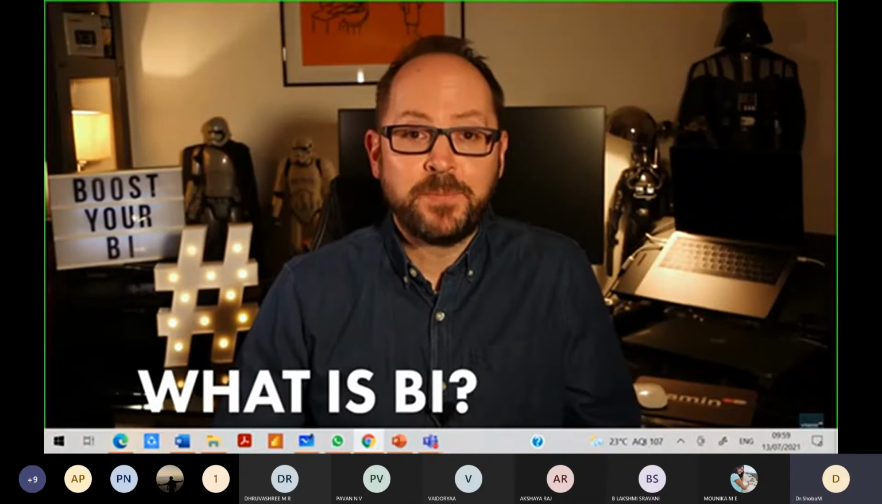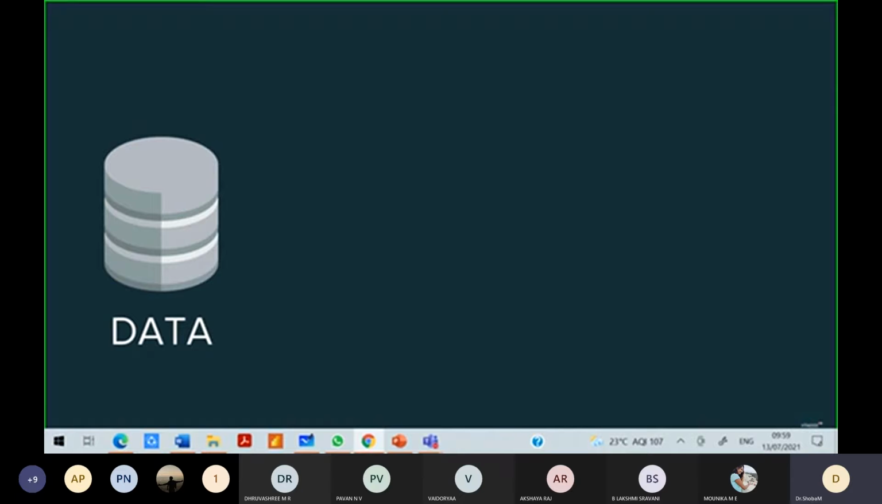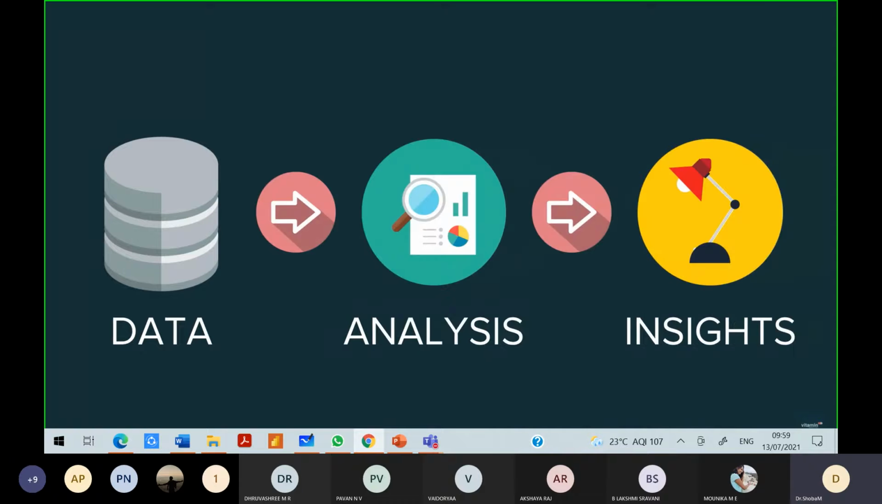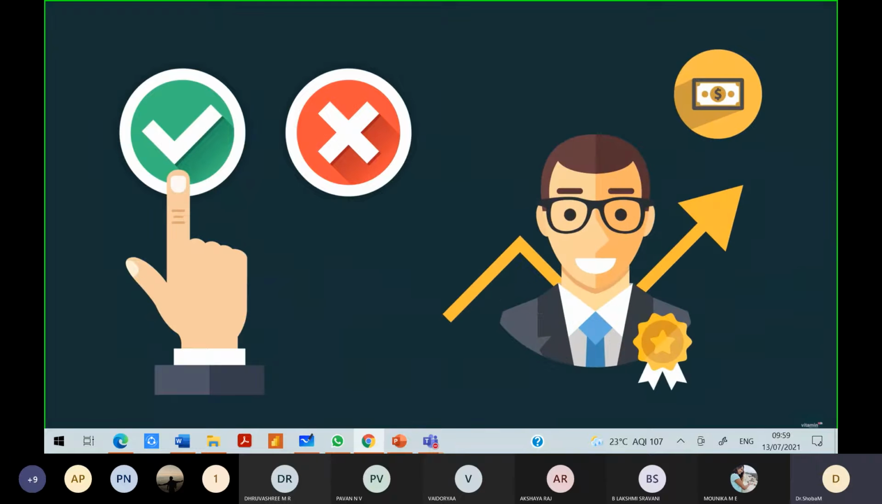What is BI? Well, BI is all about harnessing the data that your business generates in all of its different activities. Then we analyze and visualize this data in order to clearly understand it and gain valuable insights into how your business is performing. Now, these insights in turn allow you to make better informed, smarter business decisions to help your business evolve and grow.